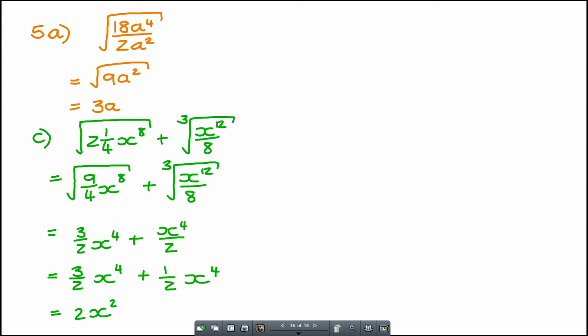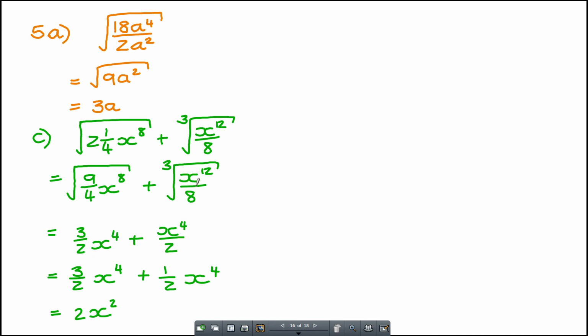Right, there we go, 5a. That was pretty straightforward. I just had to go and simplify within my square root, and then I could get square root of the 9a squared. At C, what you guys might have found difficult is that I first had to go and write as an improper fraction. No. So that gave me 9 over 4. And now that we can see, it's easy to get square root of 9 and square root of 4. Right. So I have 3 over 2, x to the power of 4.